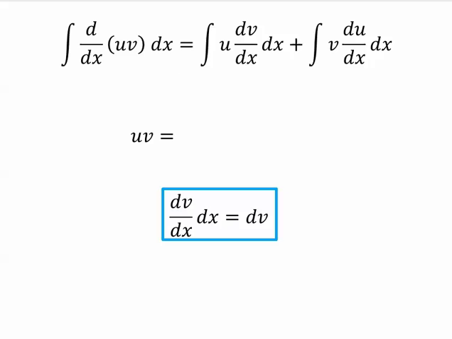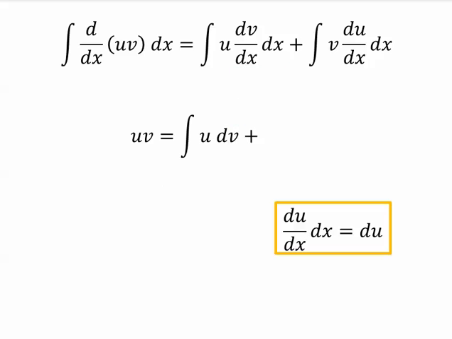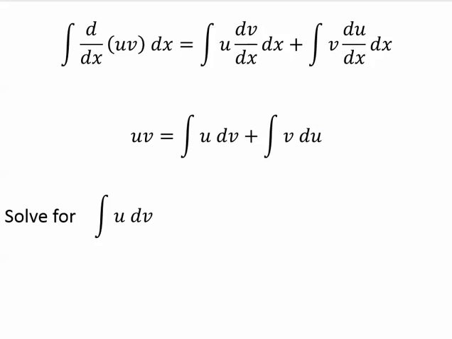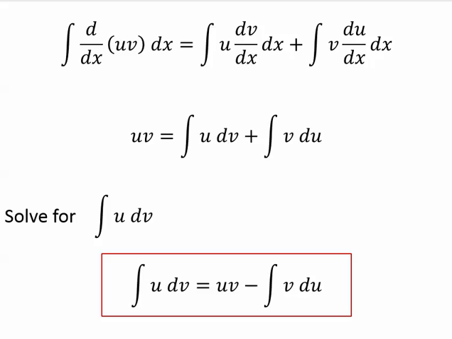Also recall that dv/dx times dx is just the differential dv. And so on the right-hand side, your dv/dx times dx can just be written as dv. And likewise, du/dx times dx is the differential du, and so I can make that substitution as well. After making these substitutions, I solve for the integral of u dv. And when I do that, I get the rule for integration by parts.